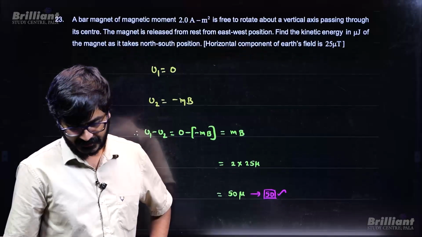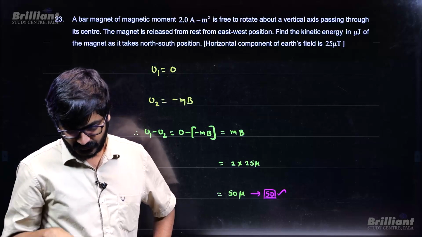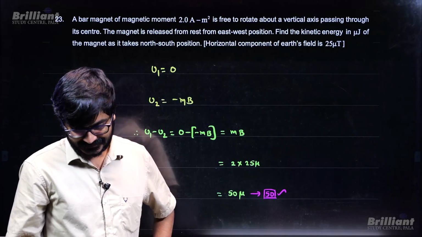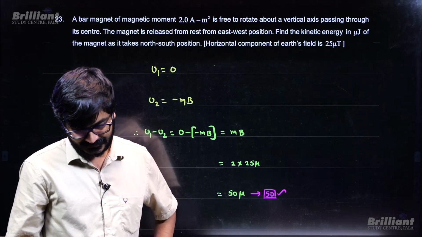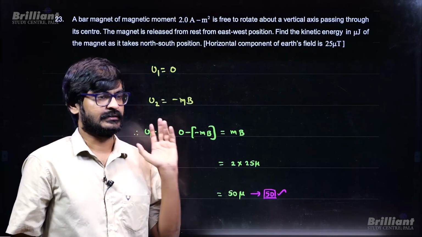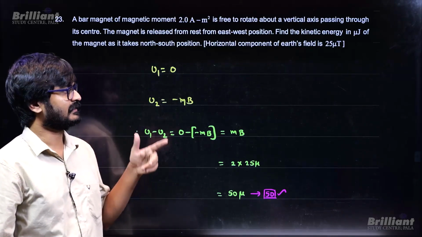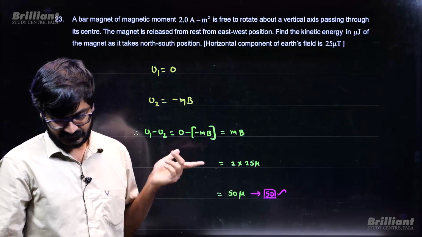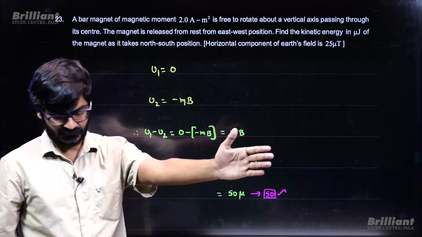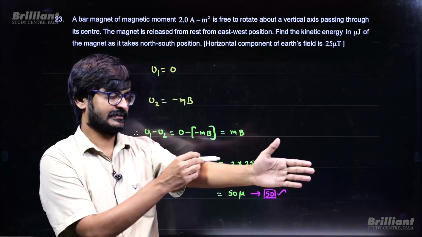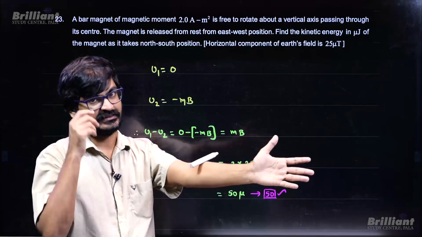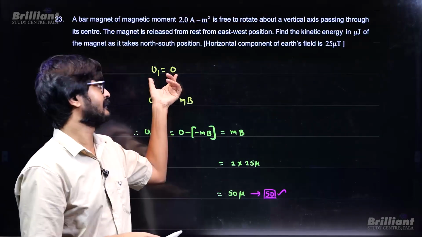Going to the next question, a bar magnet of magnetic moment 2 is free to rotate about a vertical axis passing through its center. The magnet is released from rest from the east-west position. See, the earth's magnetic field will be in the direction of north, but you are placing the bar magnet in this direction, east-west, which is perpendicular. So what is the angle between them? The angle between them is 90 degrees. So the initial potential energy is 0.